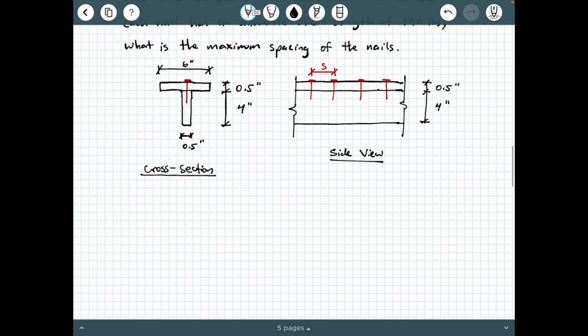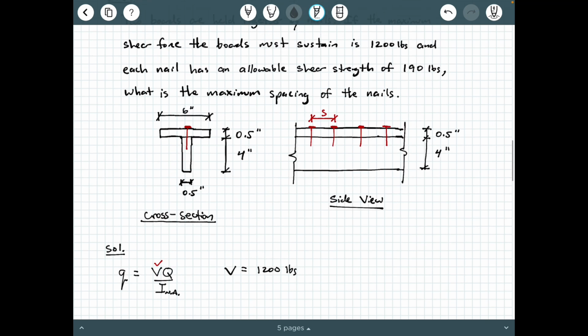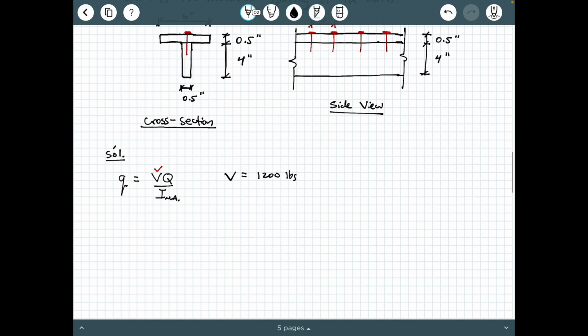So let's go ahead and write the solution, and let's start with our governing equation. q is equal to V times capital Q over I about the neutral axis. Now, we were directly given V. That value of V was given as 1,200 pounds. So the work we're going to have to do has to do with getting capital Q and I about the neutral axis. We also know that the allowable shear strength of each of the nails is 190 pounds. So here is the relationship we need to establish to get that spacing S.